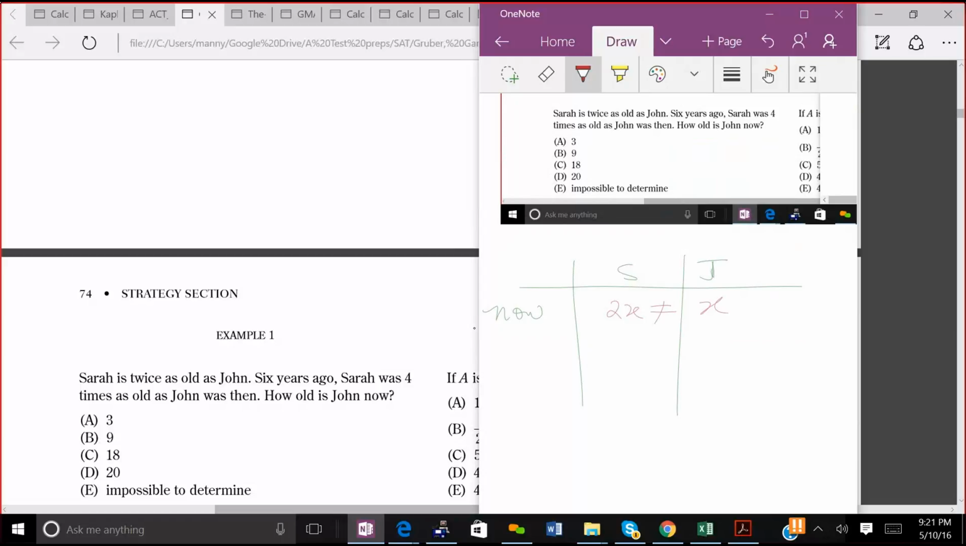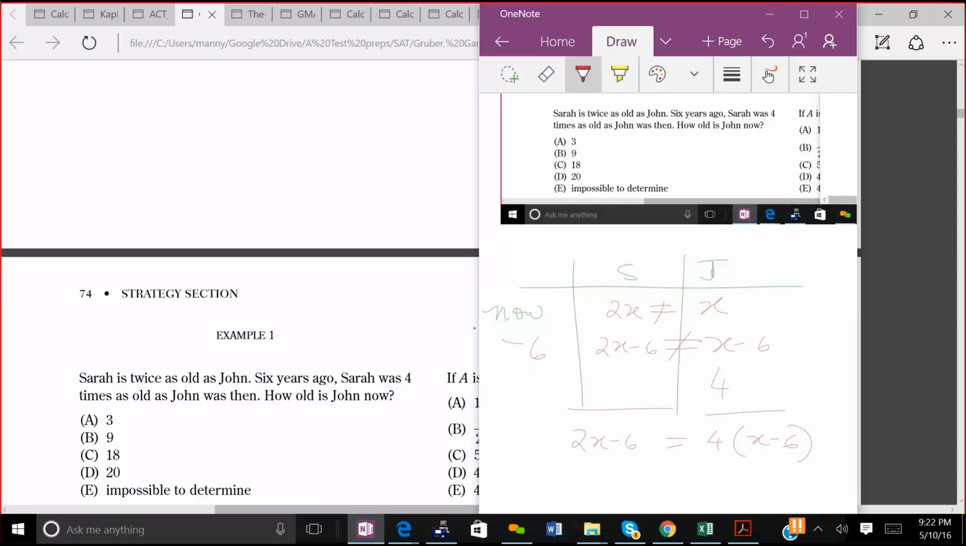Okay? And then 6 years ago, so if you go back 6 years, it'll be 2x minus 6 here and x minus 6 here, and that's not equal either. Okay? So you want to make it equal. So just like that question we did, you multiply John with 4. Now you have to do a little bit of basic algebra, and I would like to see if you can do that. If not, I need to train you on something else. So go ahead and try it first.